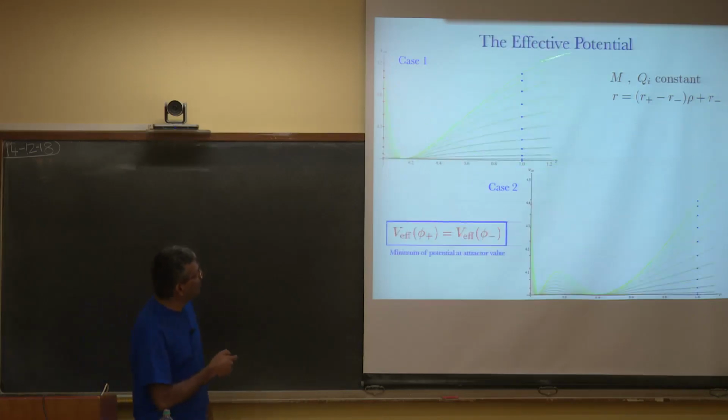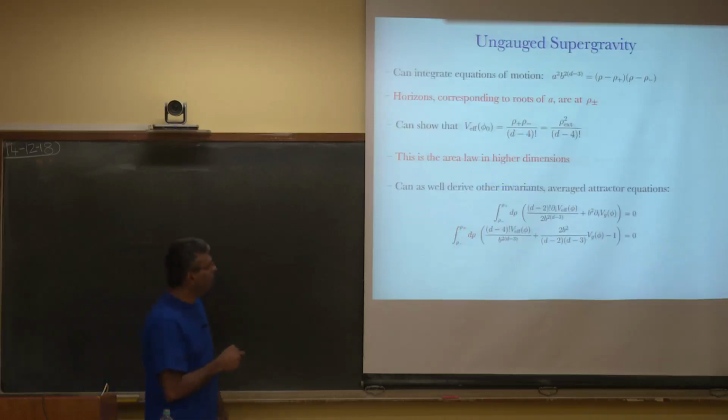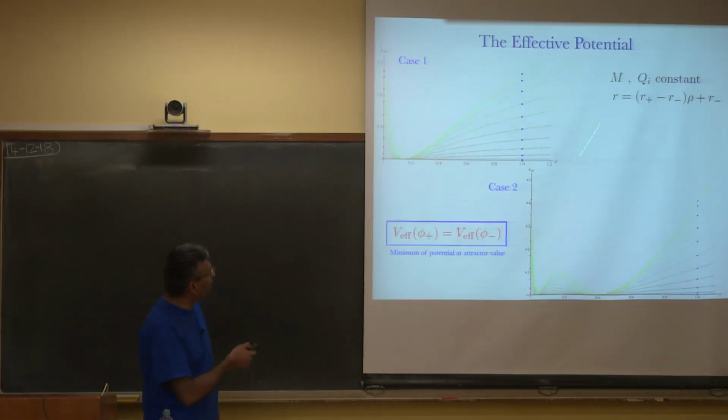If you look, however, at the effective potential, you'll find that in many of the cases we looked at, the effective potential evaluated on the two horizons is the same, and the minimum happens somewhere in between multiple times. The minimum corresponds to the attractor value for the scalars. Okay, so the ungauged case in d dimensions: the outer horizon is the blue dots, the inner horizon is the red dots.